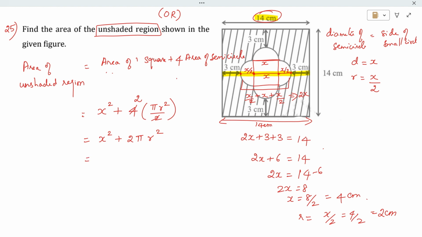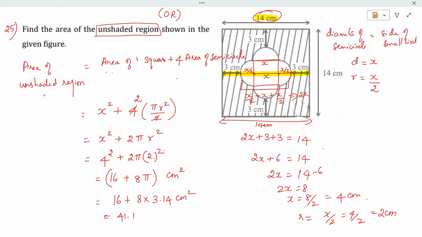I'm going to substitute here. So x is 4 squared plus 2 pi, r squared is 2 squared. So that is going to be 16 plus 2 squared is 4, 4 times 2 is 8 pi. Okay, so 16 plus 8 pi centimeter squared is your area of unshaded region, or you can substitute pi as 22 by 7 or 3.14. So you will get the approximation of the area as 41.12 centimeter squared. So this is your area of unshaded region.